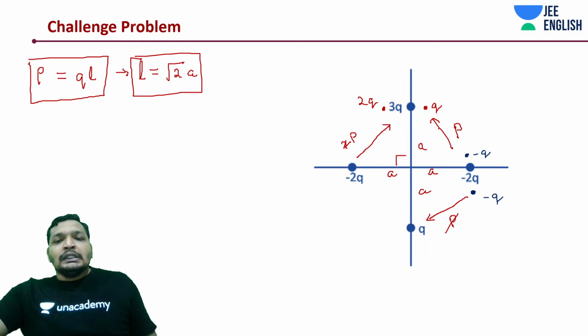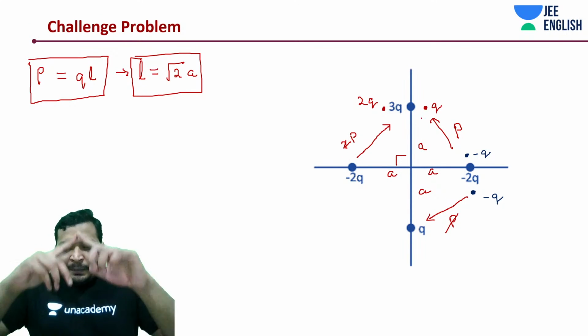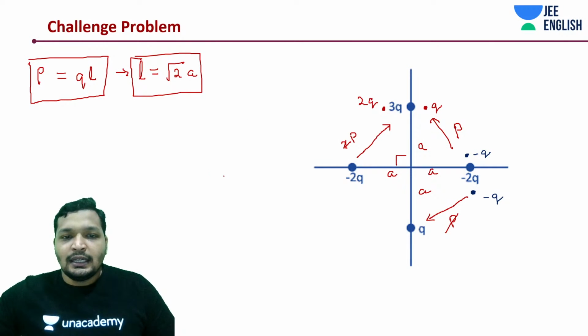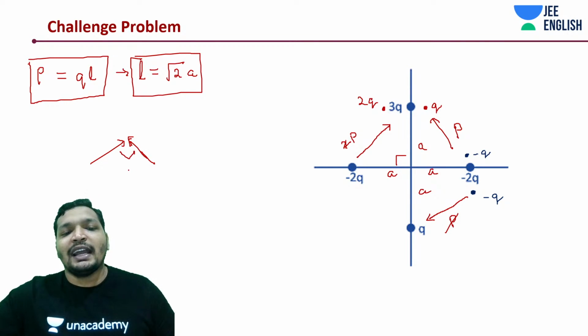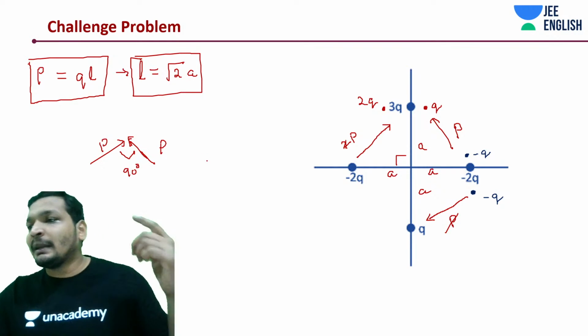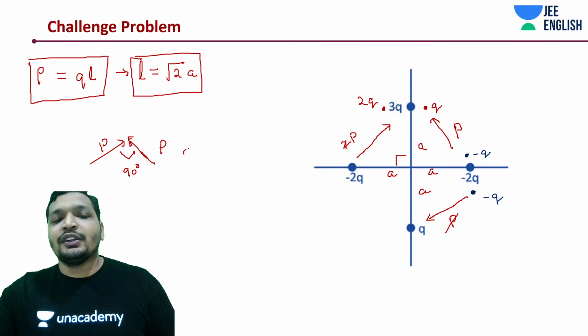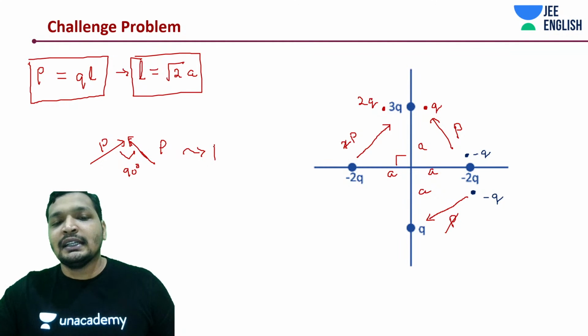So 1p in this direction, 1p in this direction. What does it look like? If you draw it, it's going to look something like this, which are going to intersect each other at an angle of 90 degrees. A p and a p at 90 degrees. What is the net resultant of this vector addition?